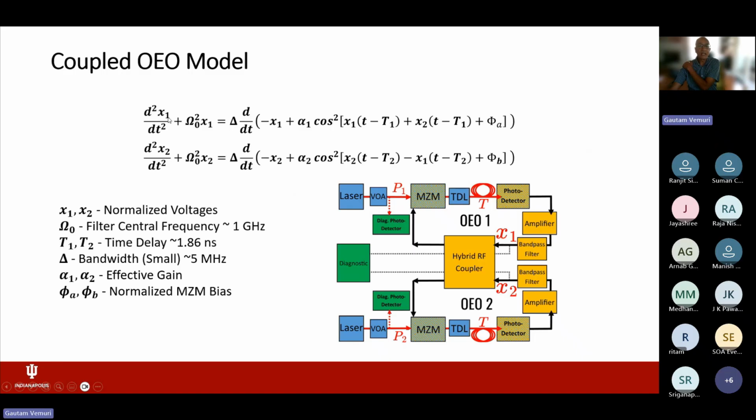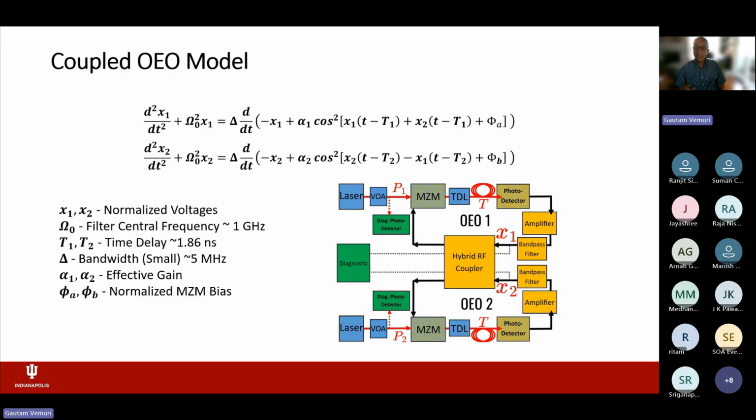So I'm going to take this V in, put it into my model, and I get an equation like this where I have now scaled X1 and X2. Think of these as the voltages. Delta is the bandwidth of the amplifier, and here are the gain of oscillator 1 and the gain of oscillator 2. What I'm doing here is coupling two such optoelectronic oscillators together. Here is one down here, here is the other one, and they're coupled through a hybrid RF coupler. So X1 is coupled to X2, X2 is coupled to X1. Here, X1 and X2 are voltages that we're talking about.